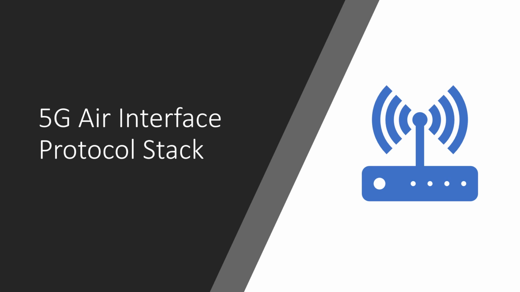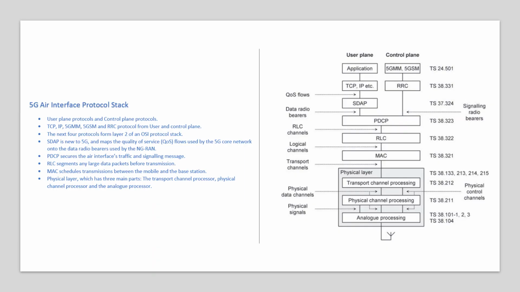So today we are going to discuss the 5G air interface protocol stack. The figure here shows the simplest version of the protocol stack for the 5G air interface from the viewpoint of the mobile. This figure assumes the use of architectural option 2, in which the mobile is controlled by the 5G core network, the next generation radio access network, and a master next generation node B alone.